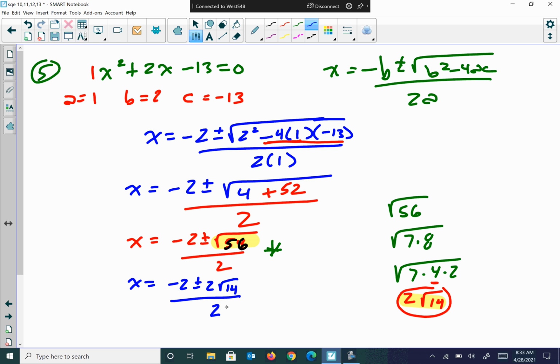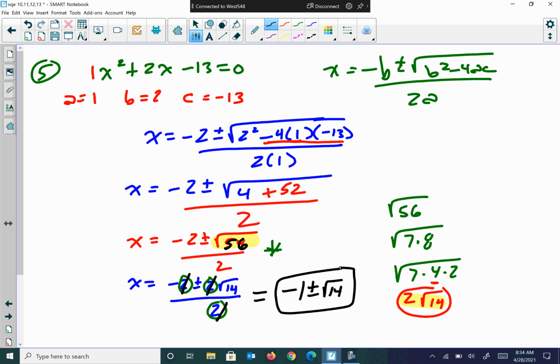That's exactly right. This 2 and this 2 can all reduce down to 1. So my answer to this is negative 1 plus or minus the square root of 14. It's technically over 1, but we don't have to put that. Those are two answers.